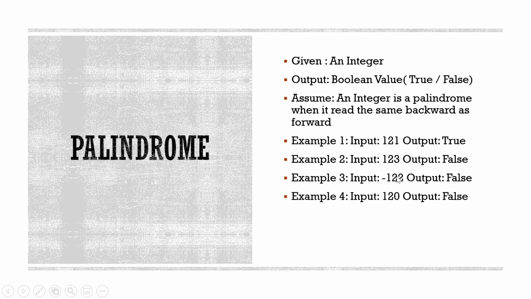The input is minus 121. The reverse will become 121 minus, so the output should be false. Here we can say that negatives should not be accepted. The input is 120, the reverse is 021, which is also false.